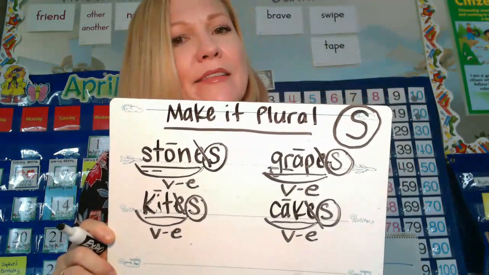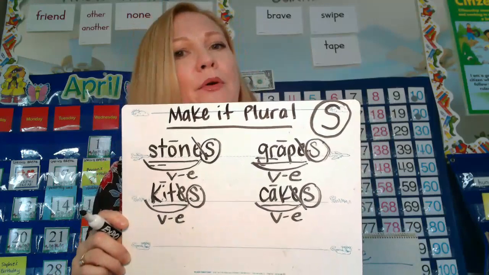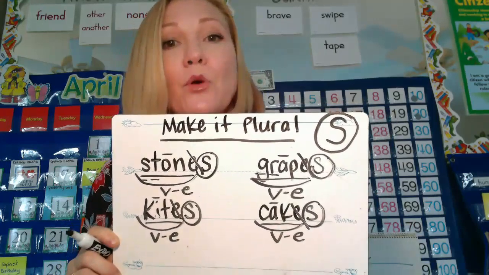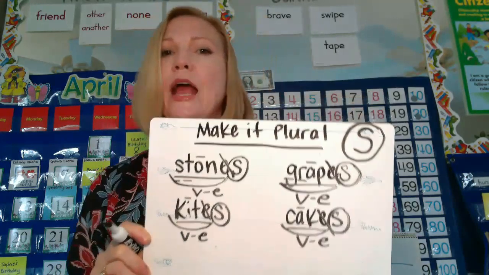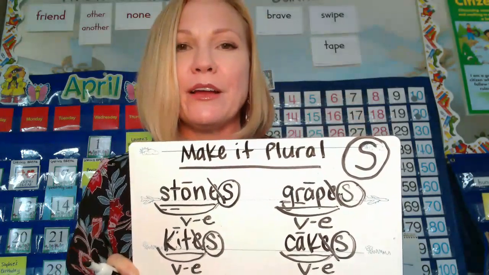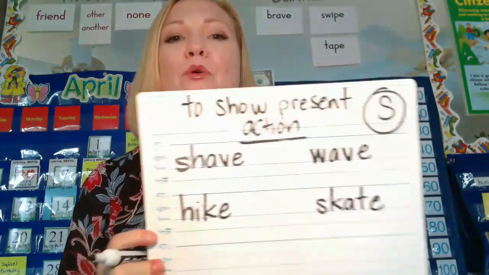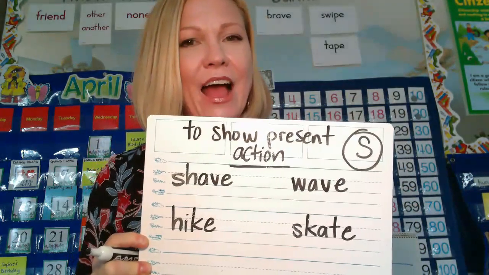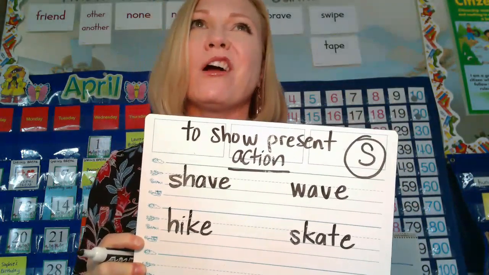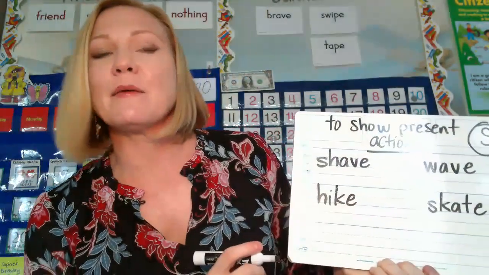Let's add some S's to some different V-E words. Remember I said you can add S to make it plural. Plural means more than one. Or you can add S to a verb. A verb is an action word. If you're doing something right now, you add an S. I walk, or Miss Buck walks. Let's try adding an S to some of these words.